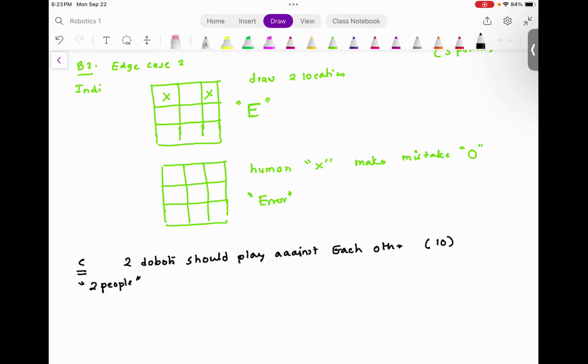Before you go to part B or before you go to part C, the midterm needs to be complete. So if you do your midterm, then you can actually go for B1 and B2. And if you are satisfied with your B1, B2, then you can partner with 1 more student, and then basically your do-bot plays against your friend's do-bot. Everyone understood this?